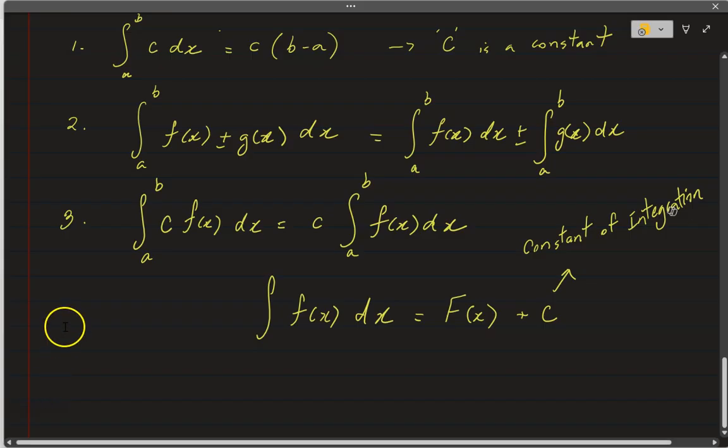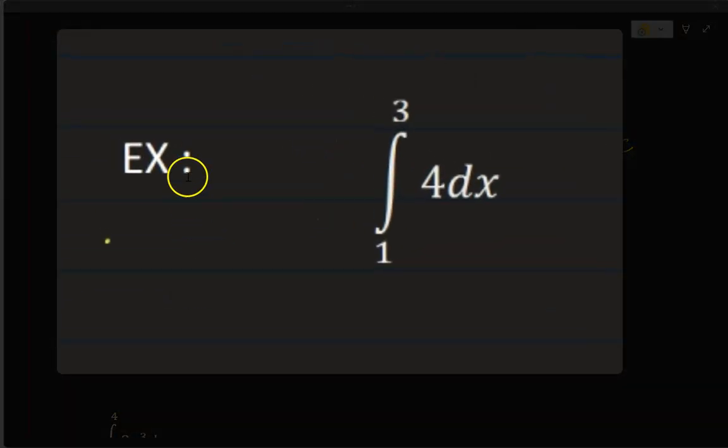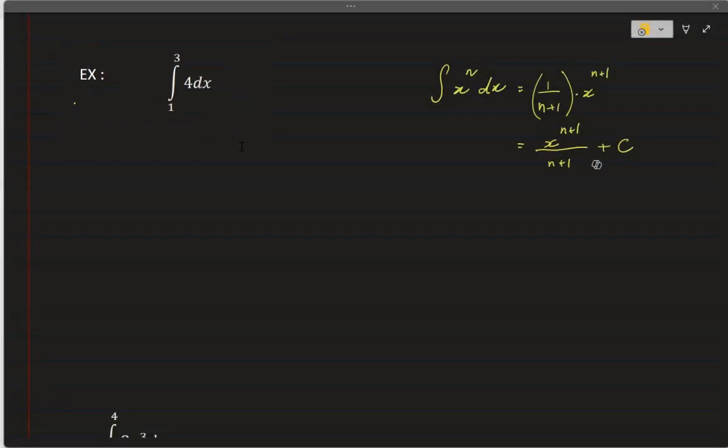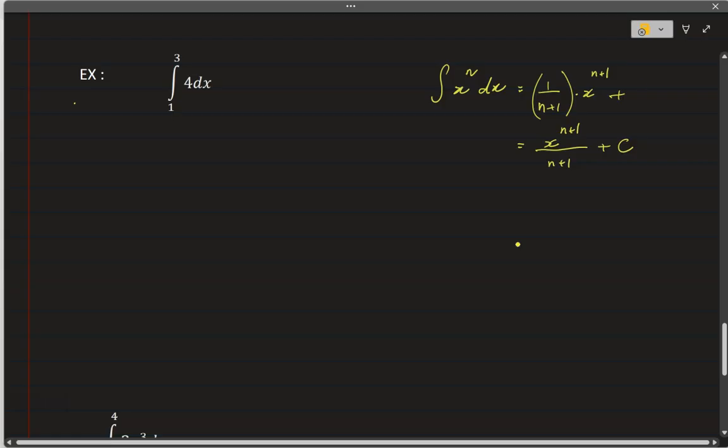Okay, let's do a couple of examples. First example, we want to find the integration of 4 dx from 1 to 3. All right, so let's go ahead and do that. I did put in the original antiderivative formula here that you can use as a reminder. There are 2 different forms. Both of them are the same. Don't forget to add c, which is the constant of integration. And you notice that in most cases, c gets canceled out anyway, and it doesn't matter.